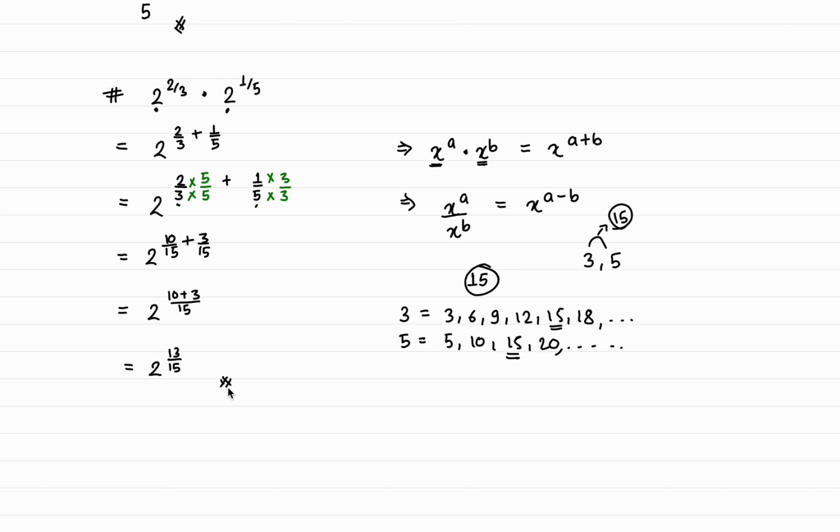And that's our answer. So the tough part is not the exponent rule itself. It's pretty easy, you add the powers. The tough part is just adding those two fractions. If you know how to add fractions, it's pretty simple. You just add those two fractions and you get your answer.